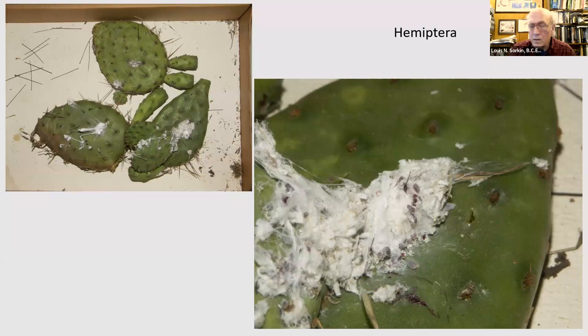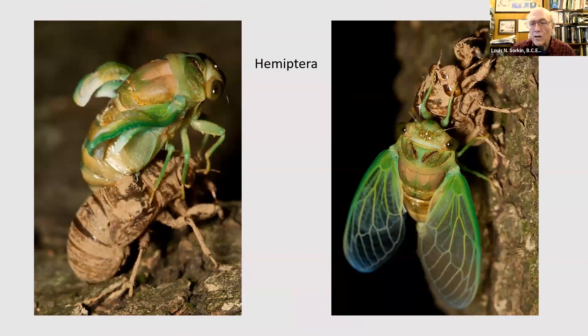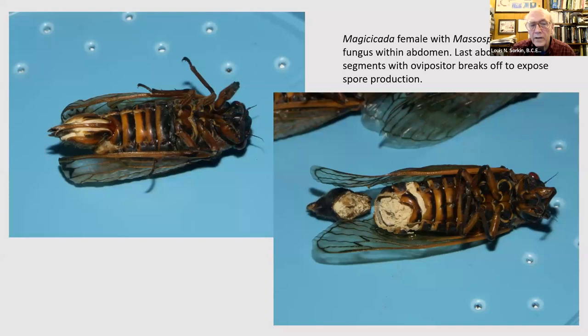And white flies, these are more bugs, true bugs, and cicada, which is molting, the nymph is molting, giving rise to an adult. And one of those adults caught by this cicada killer wasp. And this is a male cicada, so it might be possible that that wasp was cueing in on the sound that male produces to attract females. And this is a periodical cicada that has a body full of a fungus that is associated with those 17 and 13 year cicadas.